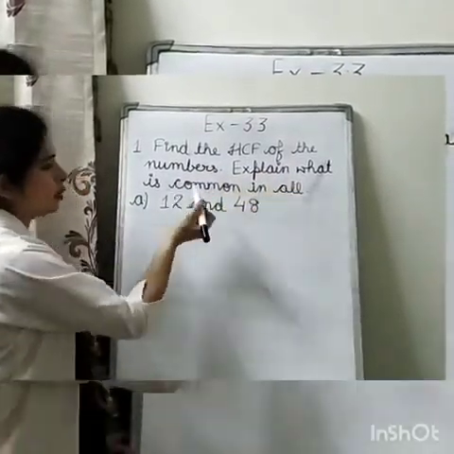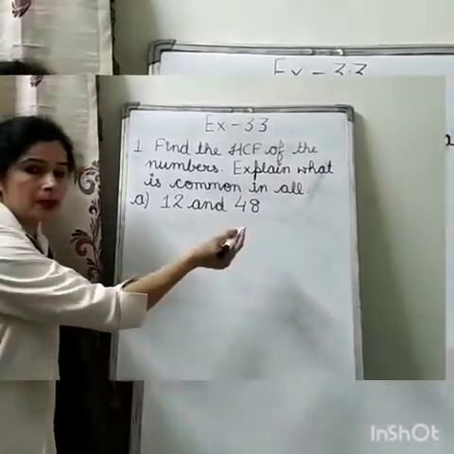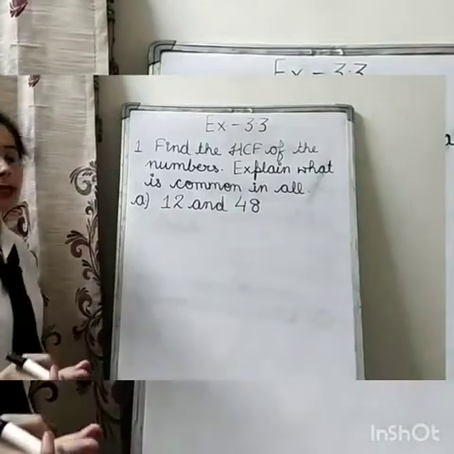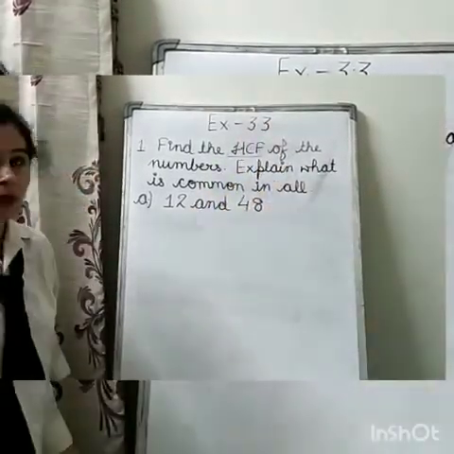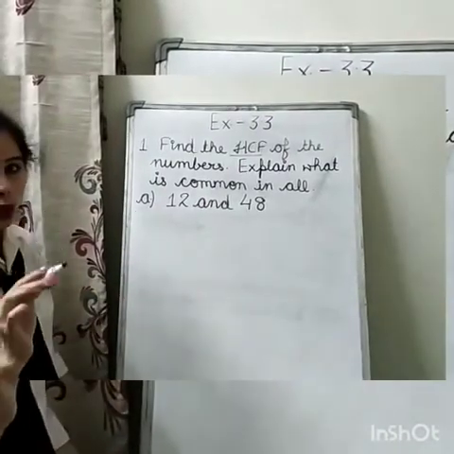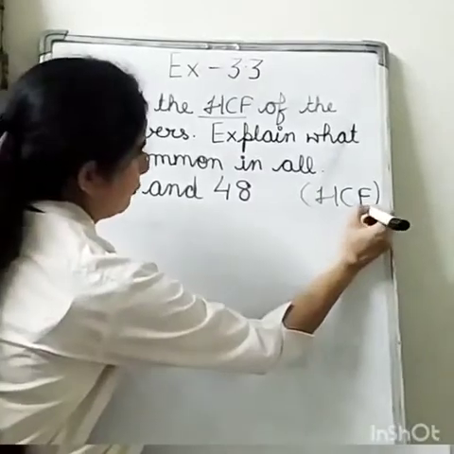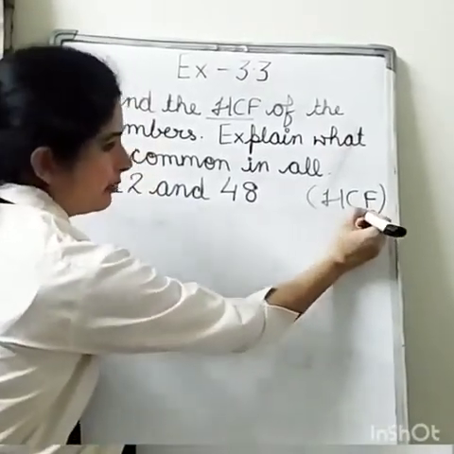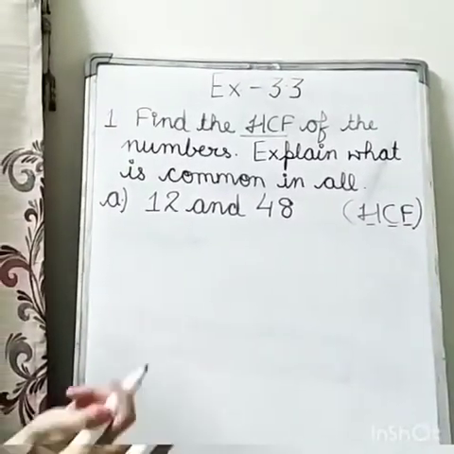Explain what is common in all. The first part is 12 and 48. 12 and 48 are two numbers and we need to find the HCF. HCF means highest common factors. First of all, we will find the factors, then the common factors, and then the highest common factor.